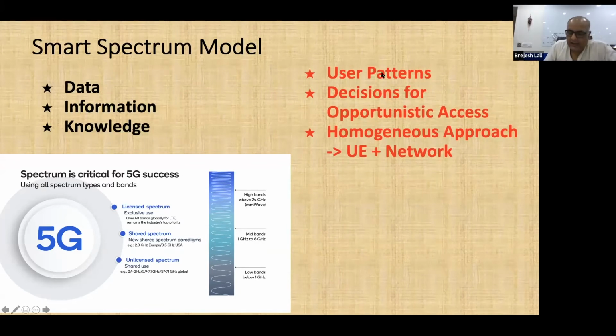So you're not just looking at patterns of spectrum usage, but users' usage pattern, which means the context of the users. You should also try to mine the information that is contained within the user's needs. And that context can help in decisions for opportunistic access. And what will happen is that the allocation will become even better. So you will still have data, information, and knowledge. All that we are saying is that the data should also try to incorporate user context and not just the network context.